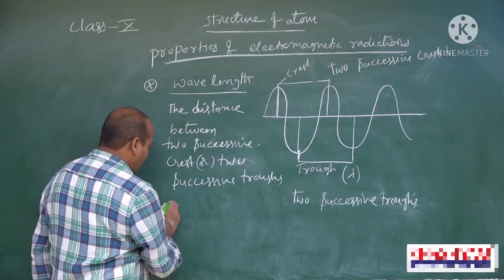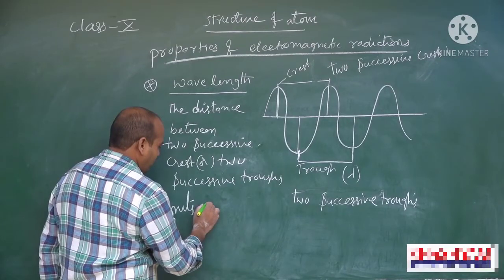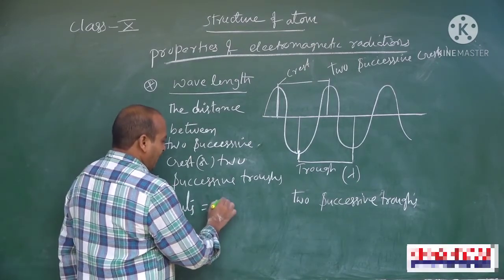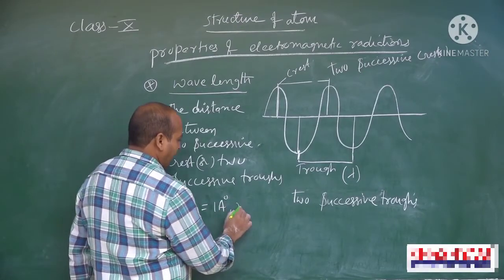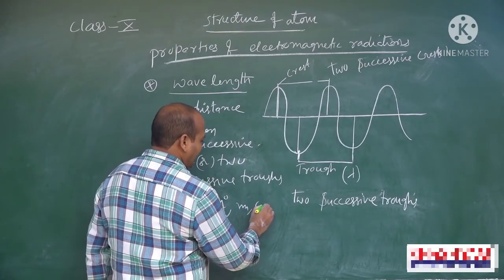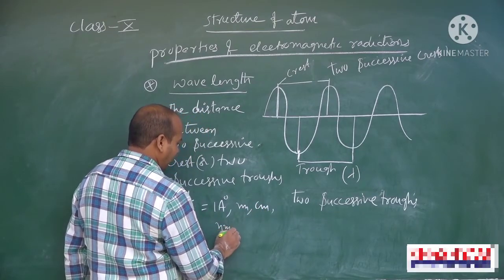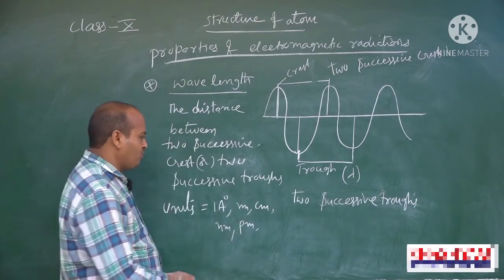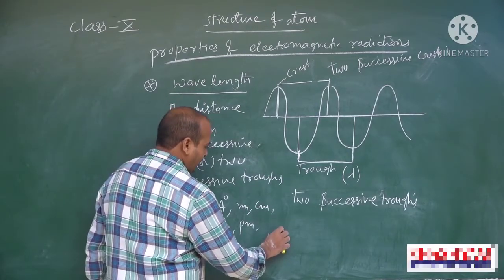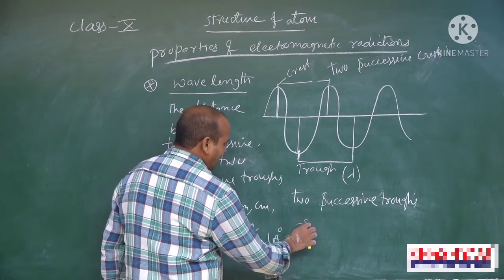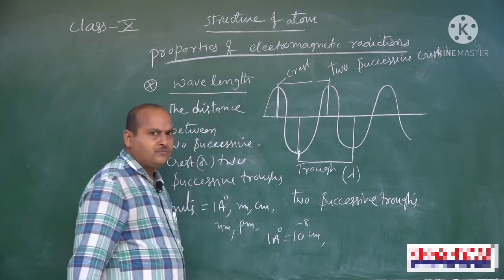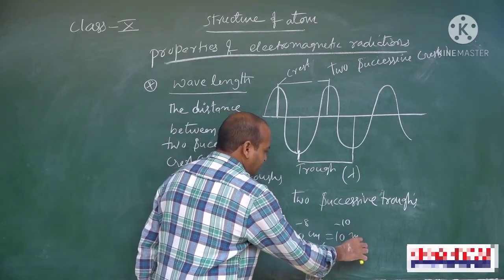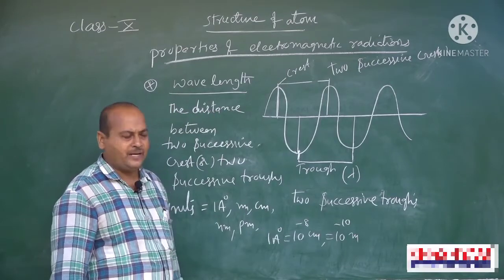Wavelength units are angstroms, meters, centimeters, nanometers, picometers. So 1 angstrom is equal to 10 power minus 8 centimeter, which is equal to 10 power minus 10 meters.